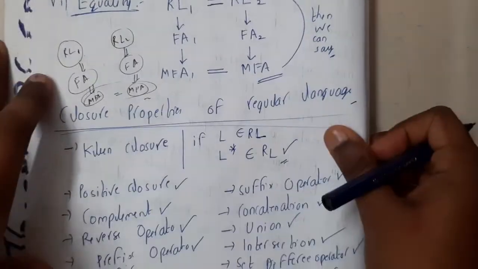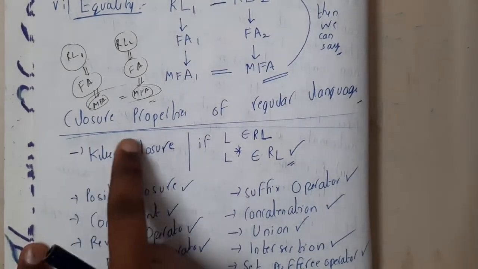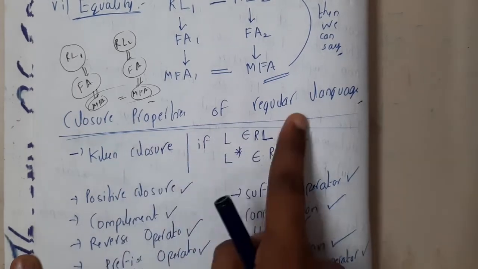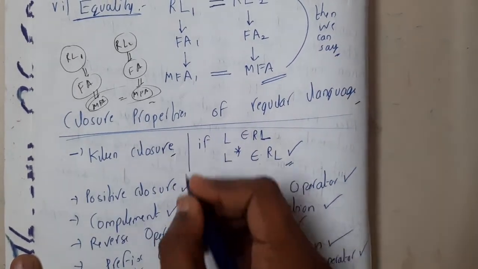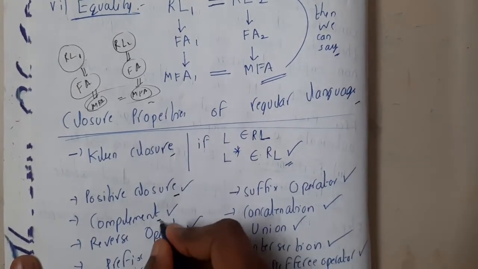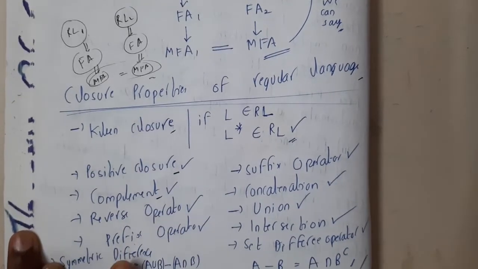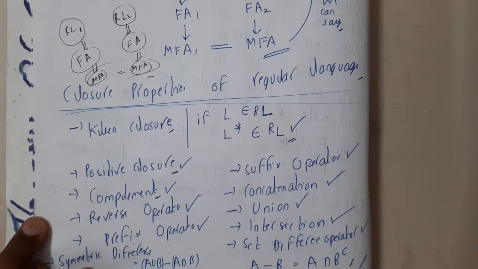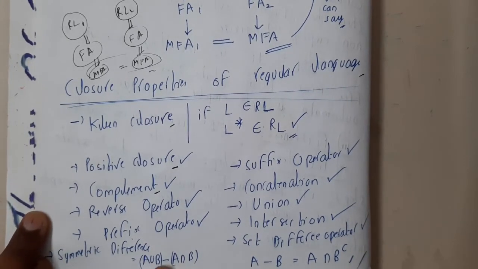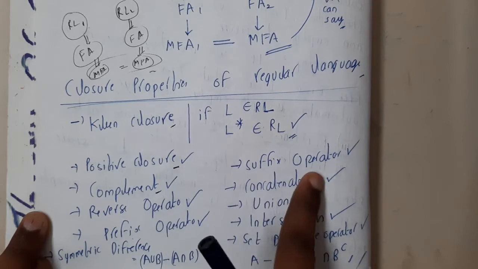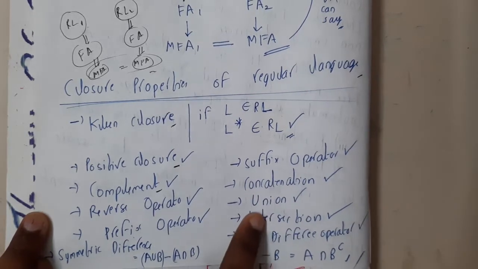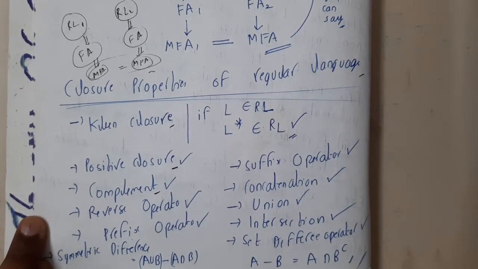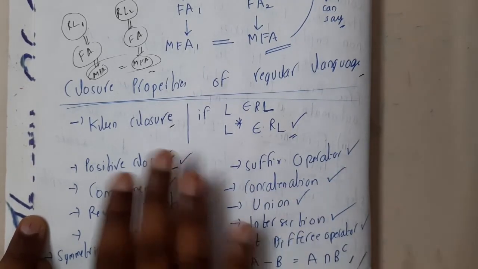Okay? Yes. And moving on to closure properties for regular language. Regular language follows Kleene closure, follows positive closure, follows complement, follows reverse operation, follows prefix operation. Okay, follows symmetrical difference. I think it will not follow symmetrical difference. It follows suffix operation. It follows concatenation. It follows union. It follows intersection. It follows set difference. Okay, so it follows almost everything, right?